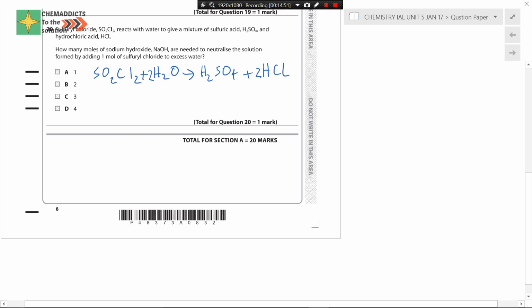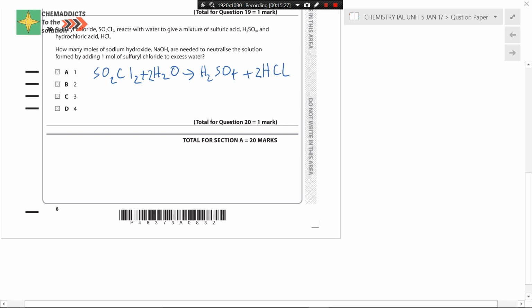So that is how it is going to react. This sodium hydroxide will react with these two acids. Since we are considering both acids, we already know that acids are proton donors, so they donate protons. In one mole of sulfuric acid, it donates 2 protons, 2 H plus ions. And in 2 moles of hydrochloric acid, it donates 2 H plus ions.